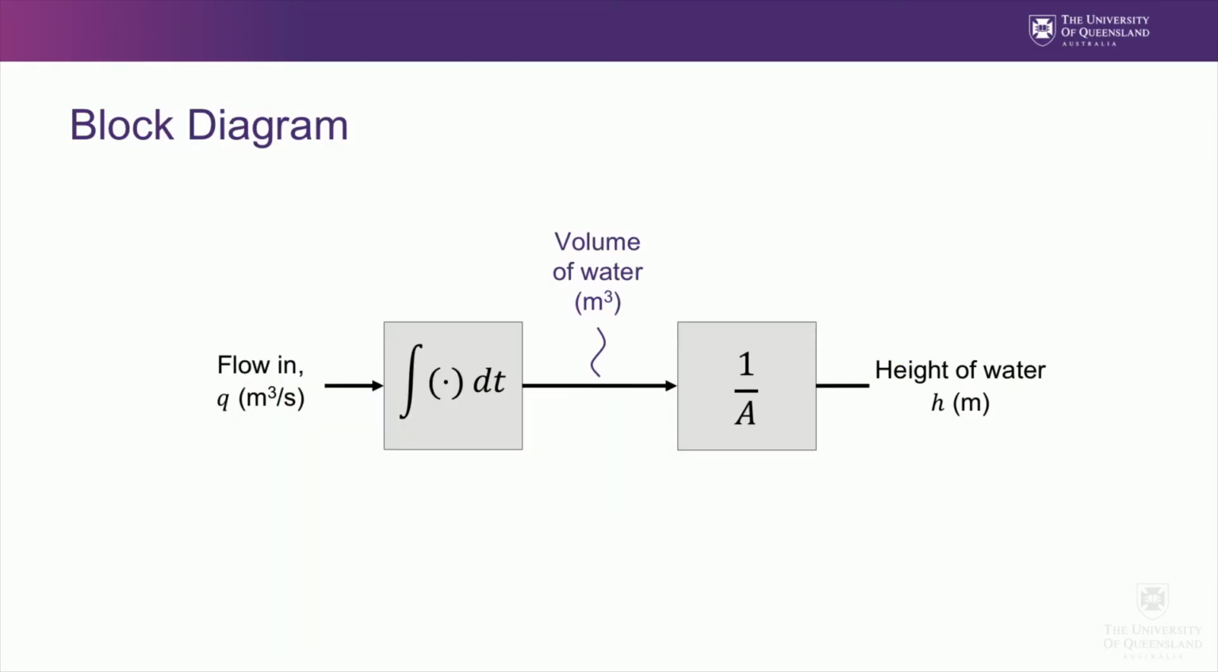Here is a block diagram representation of the system. The inverse of the container's area acts as a scaling after the integrator. Note the flow rate of water, the input, the volume of water in the bucket, an internal variable, and the height of water, the output. The initial condition for the differential equation is the output of the integrator at t equals 0, that is the initial volume of water in the bucket.